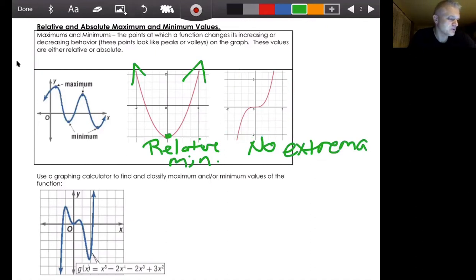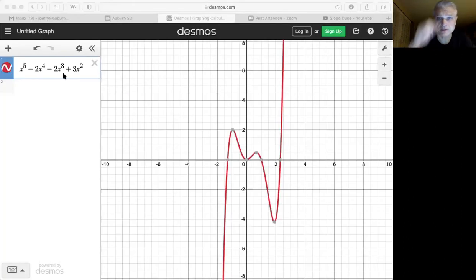Right? Now it says use a graphing calculator to find the mins and maxes here. So let's do that with Desmos. Okay, I'm going to get that up. All right, so here is the same graph. You can see over here g of x equals x to the fifth minus 2x to the fourth minus 2x cubed plus 3x squared. So if we look at this graph, we can see some extrema. We can see some relative mins and relative maxes.